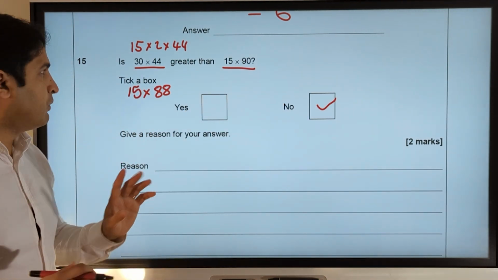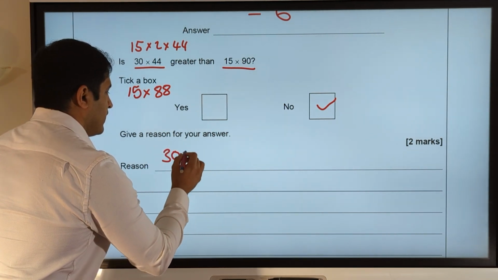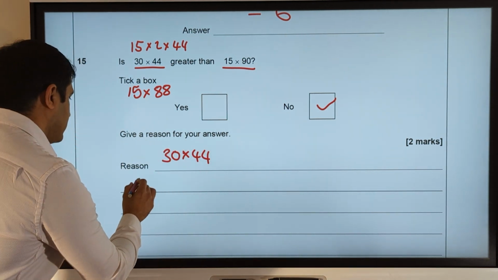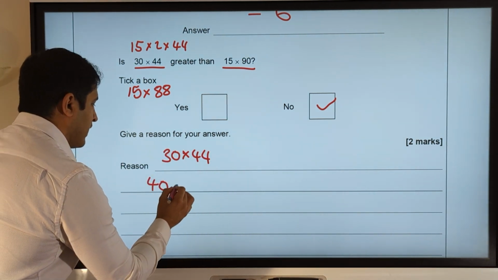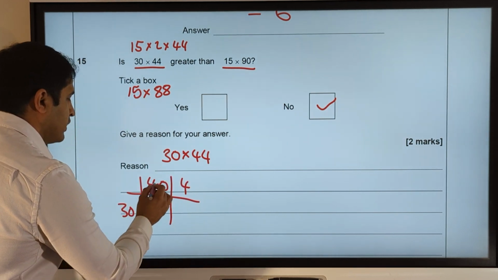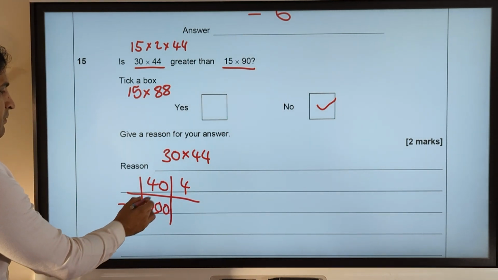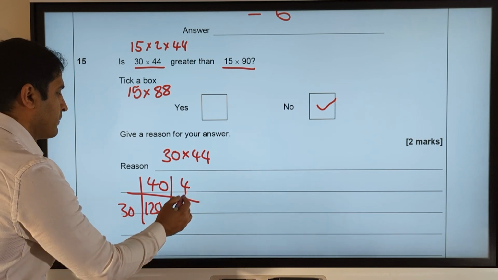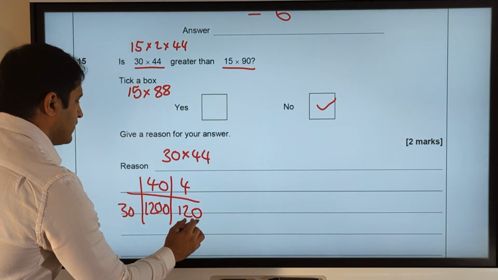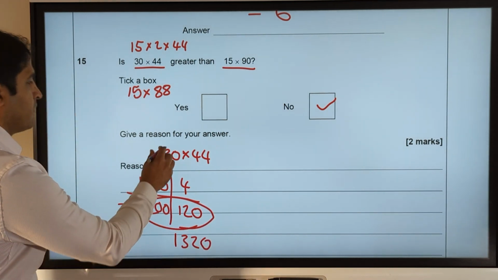But the majority would have done 30 times 44. So 44 times 30. Let's just use a grid method to work it out. 40 and 4 multiplied by 30. So 3 times 4 is 12. Add 2 zeros. So remember it's 1200, 1 from 30, 1 from 40. 3 times 4 is 12 again. Add only 1 zero from the 30. So we get this added together, 1320 when I do that.